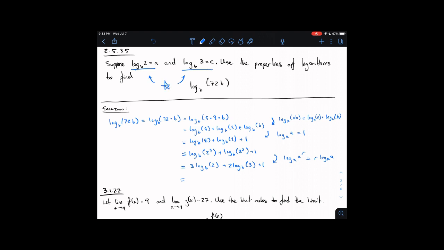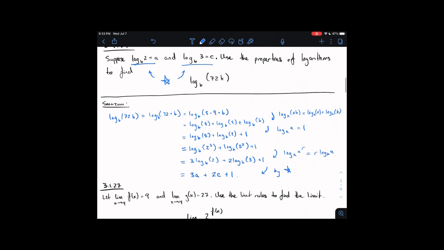Now I know that log base b of 2 is equal to a, so I can write this as 3a. Log base b of 3 is equal to c, so I write 2c plus 1. And this is by star, and I'm done. There's a few things here, and it really helps to write this stuff out as you go. It's going to help you remember these rules.